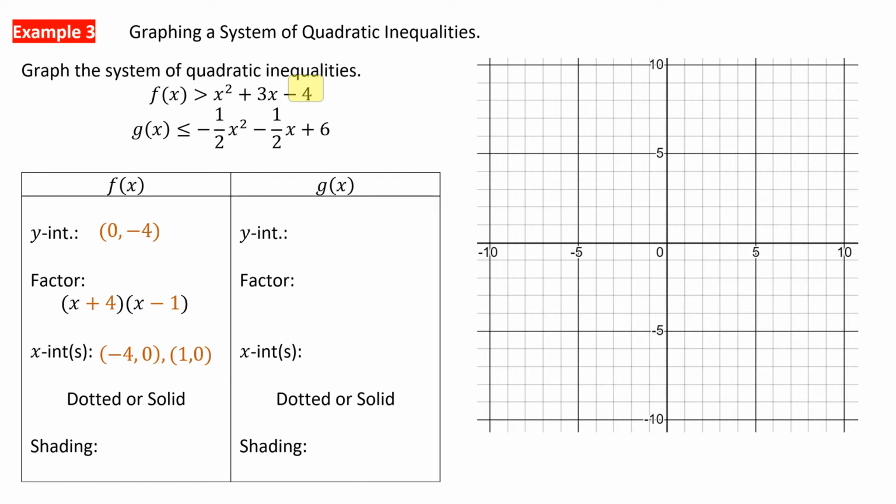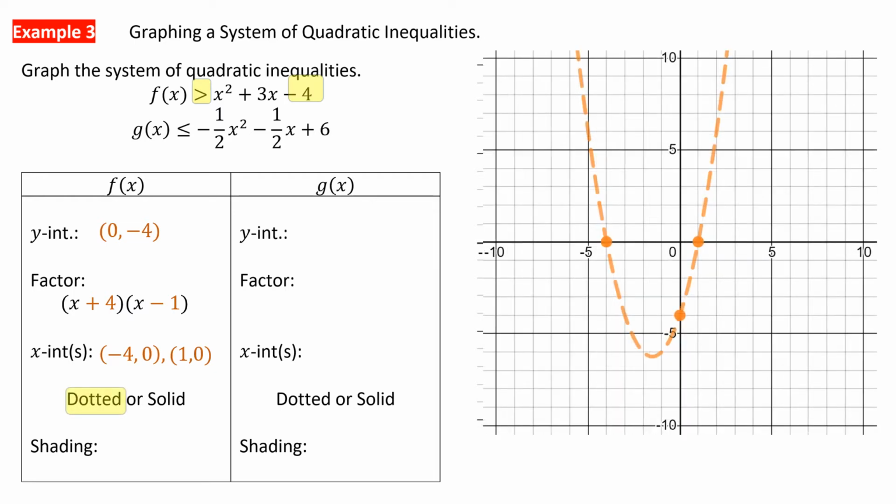Is our parabola going to be dotted or solid? Well, let's look back at the inequality symbol. It was a strictly greater than, so we don't want it to be equal to. Our parabola is acting as a boundary, but not part of the solution, so we want that to be dotted. So taking a look, here is our parabola.